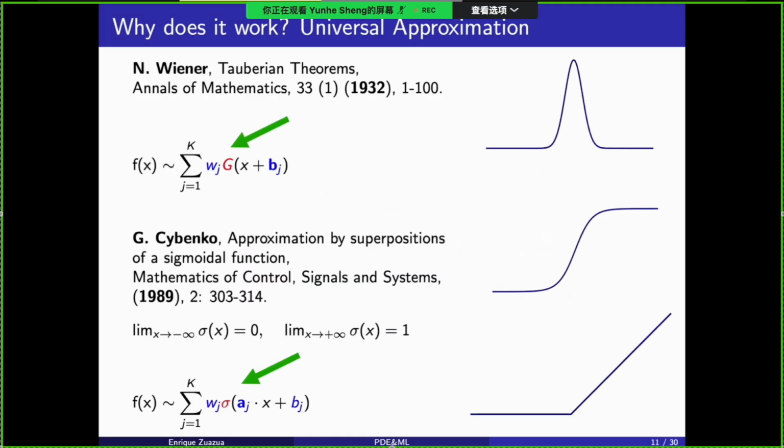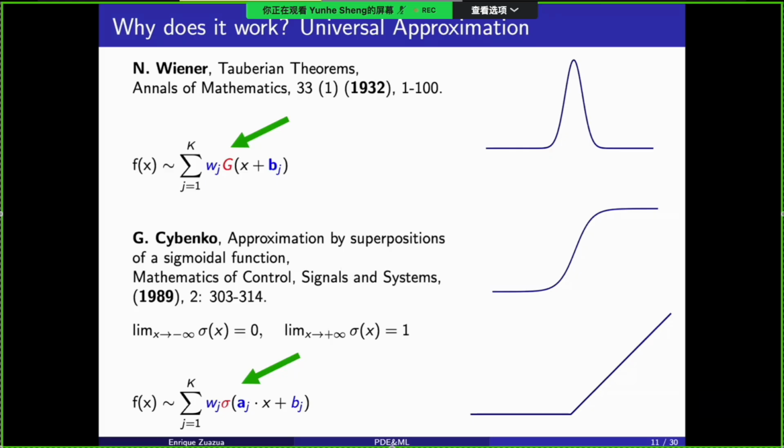Okay, so let me just conclude this section with this slide. Why does all this work? Well, the reason for this to work is what is called the theorem of universal approximation. The first theorem of universal approximation is due to Norbert Wiener in his celebrated paper on Tauberian theorems. Norbert Wiener said the following. He said, give me a Gaussian function, G. So like this function, G. This is the Gaussian G.